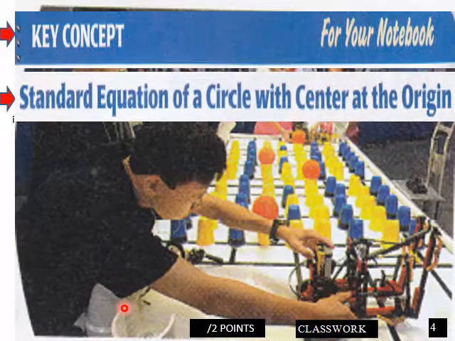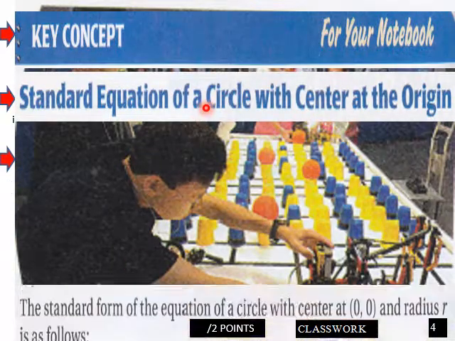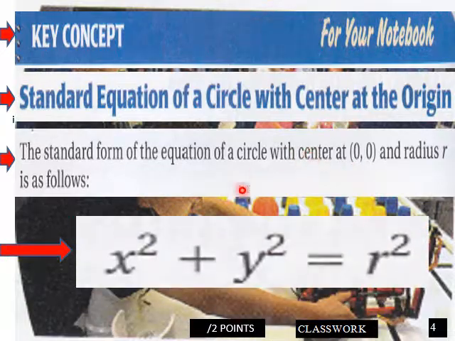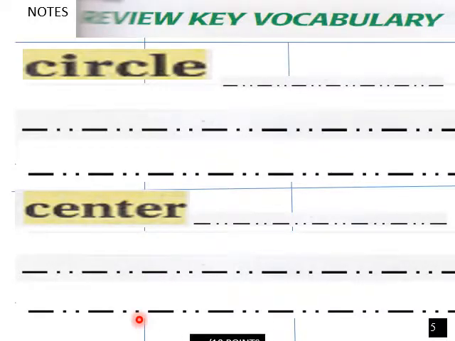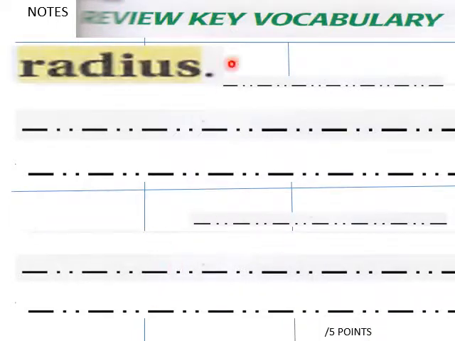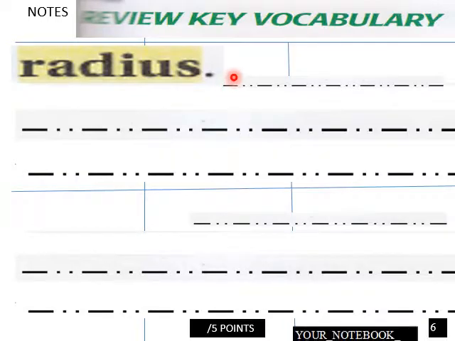Key concept: standard equation of a circle with center at the origin. The standard form of the equation of a circle with center at 0, 0 and radius r is as follows. There's our equation. Students, define circle and define center. Students, define radius.